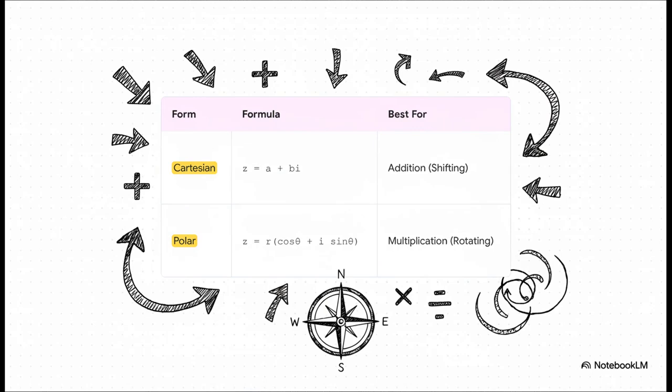You can think of any complex number as having 2 different personalities. There's the Cartesian form, a plus bi. That's perfect when you're just adding and subtracting, shifting points around the grid. But then there's the polar form, which uses the distance from the center and the angle. And that form is absolutely perfect for multiplication and division, because it's literally described in terms of stretching and rotating.